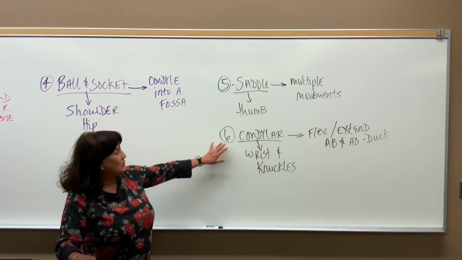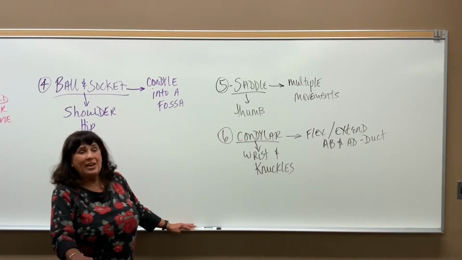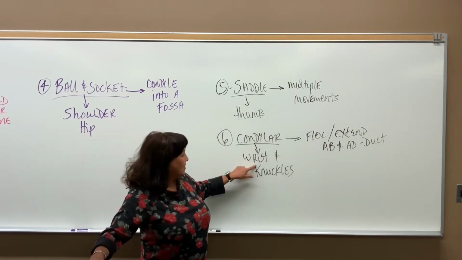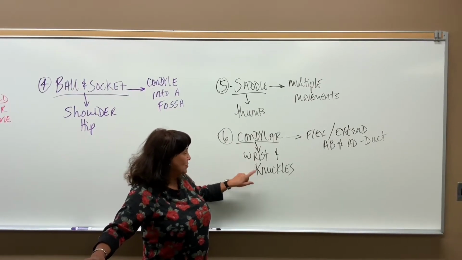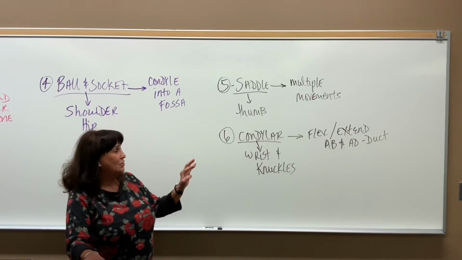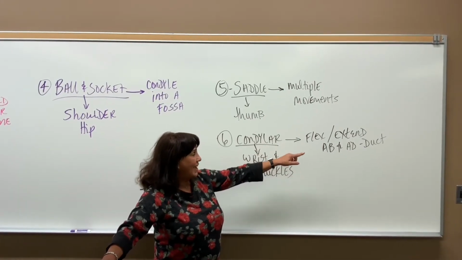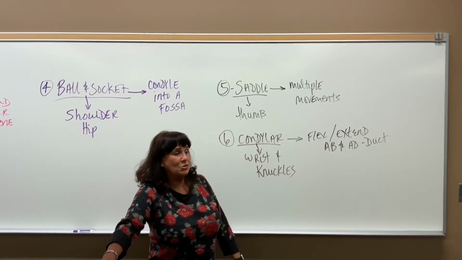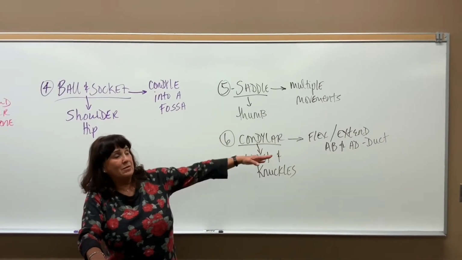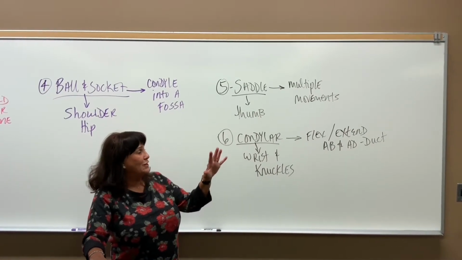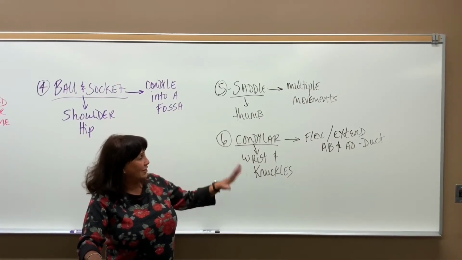And then the last one is called condylar. And so we have lots of condylar ones in the body. Their best examples are in your wrists, the carpals, and in your knuckles. And so they flex and extend, or abduct and adduct. Abduct means to move away from the body. Adduct always means to move towards it. And so your fingers can abduct and adduct and flex and extend.